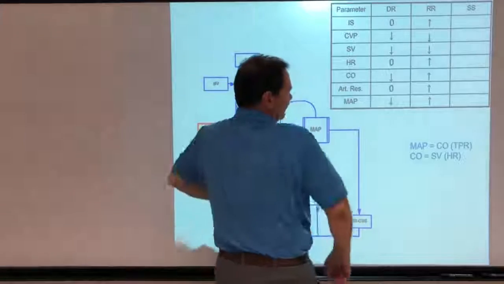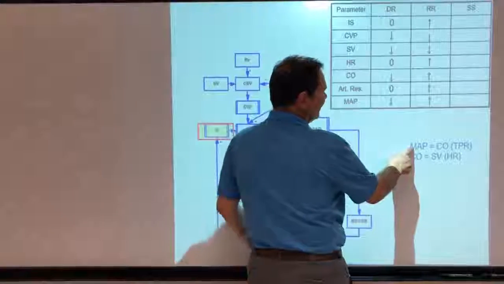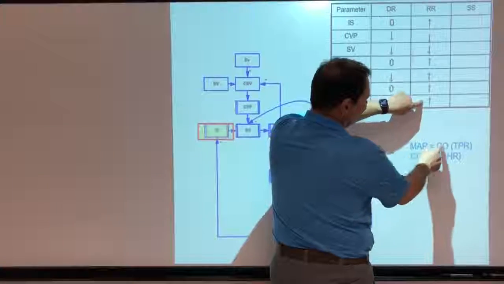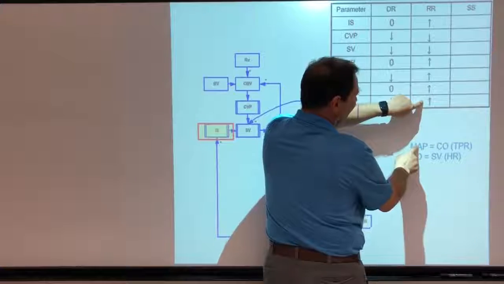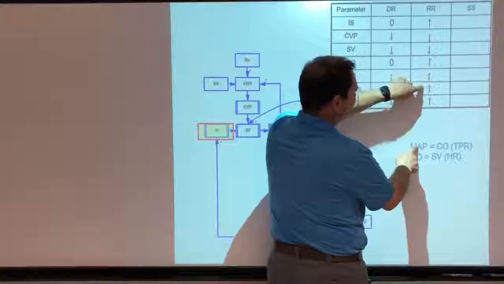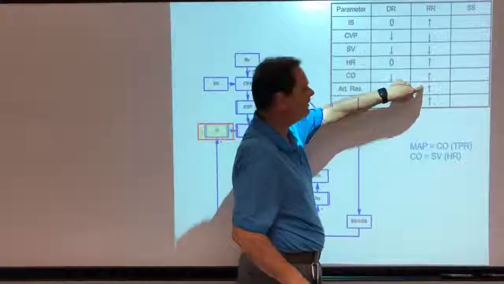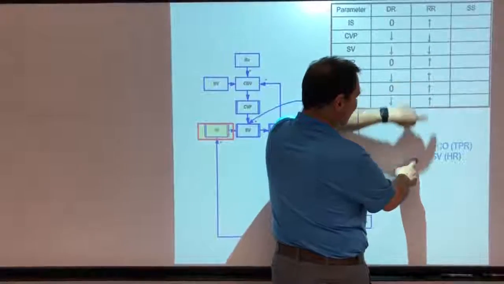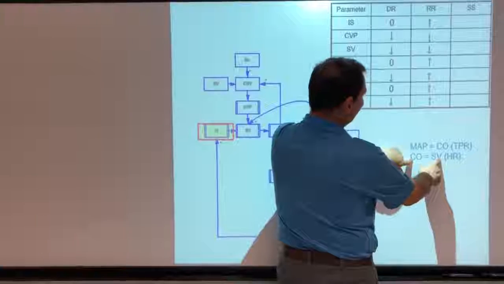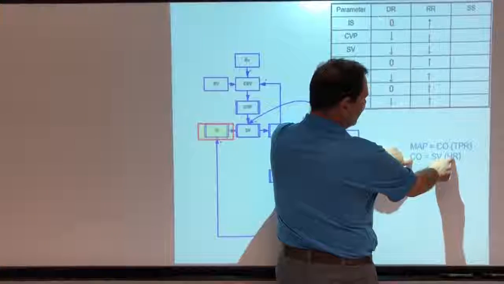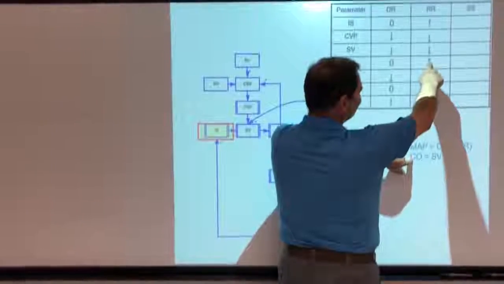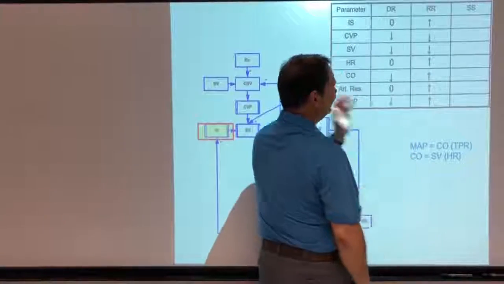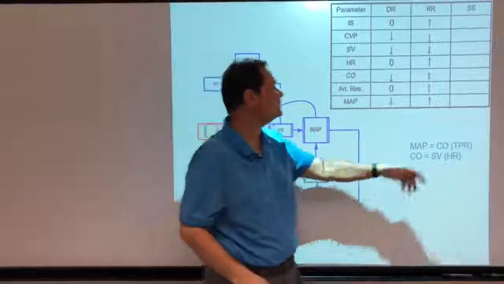Let's check our causal relationships. We have an increased mean arterial pressure, so that means either cardiac output or total peripheral resistance must have gone up, and both actually went up, so that's good. That's consistent with our causal relationships. Cardiac output, if that goes up, stroke volume or heart rate must have gone up, and in this case, heart rate went up. So that is consistent with our causal relationship.